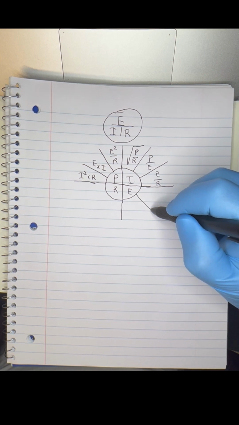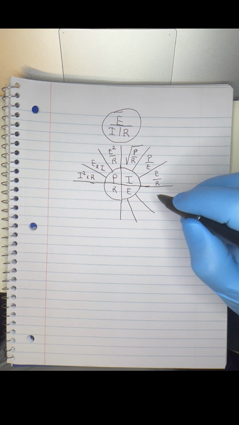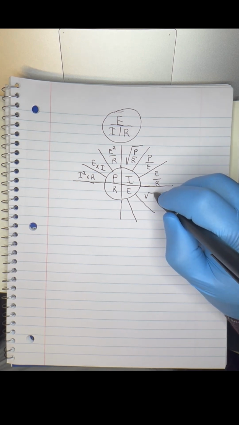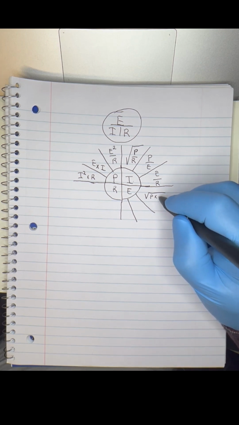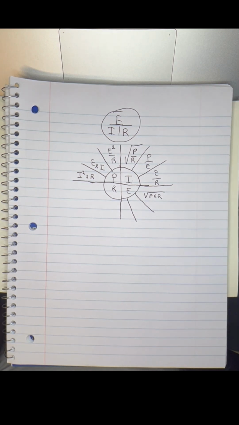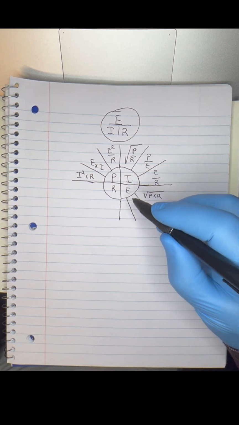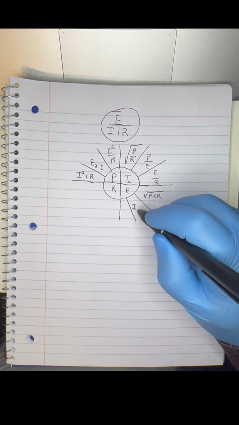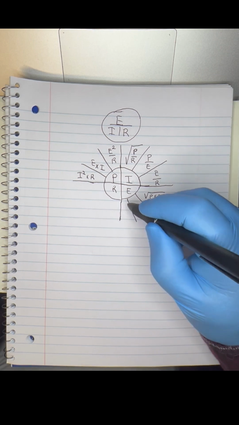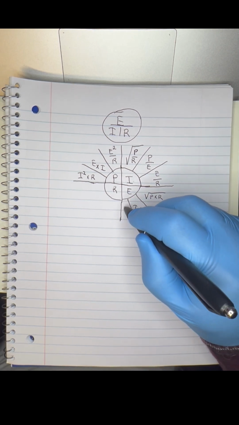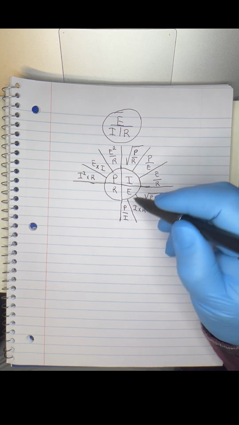Now, we try to find voltage. We can go square root of power times R. Again, trying to find voltage, we can go I times R. Or we can go power over amps.